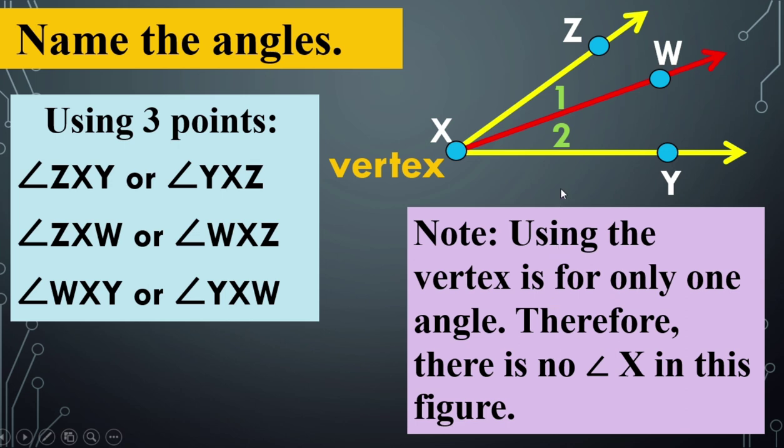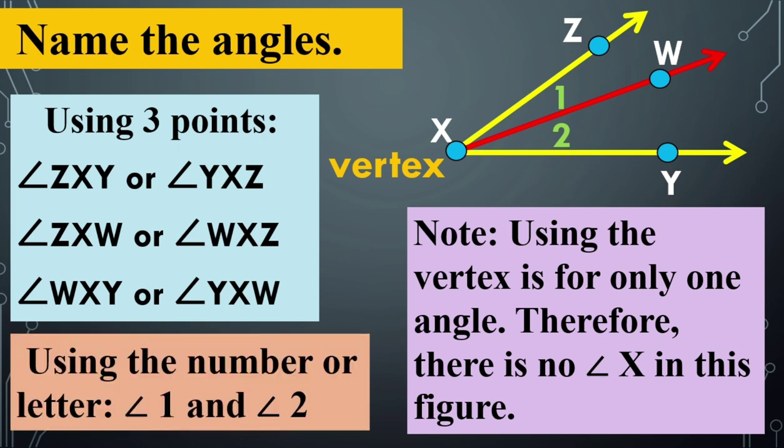E tatlo sila. That's why we cannot use the vertex to name the angle if and only if there is more than one angle. Pero kung isa lang ang angle mo at papangalanan mo siyang angle X, pwede. Kasi pag sinabi mong angle X, walang ibang angle, siya lang, nag-iisa lang. But since we have 3 angles, and then you will say angle X, hindi pwede. It's not possible because you were given 3 angles. Okay, next.